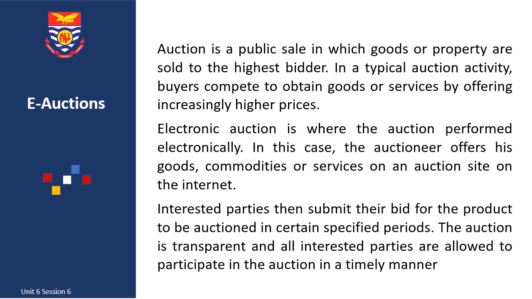Electronic auction is where the auction is performed electronically. In this case, the auctioneer offers his goods, commodities, or services on an auction site on the internet. Interested parties then submit their bids for the product to be auctioned in certain specified periods. The auction is transparent and all interested parties are allowed to participate in the auction in a timely manner.